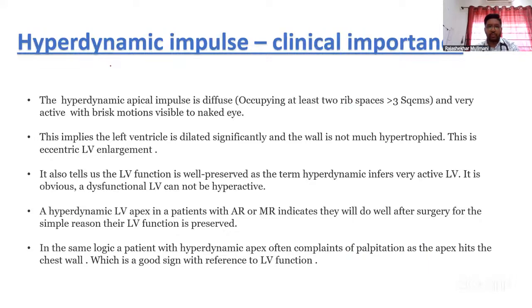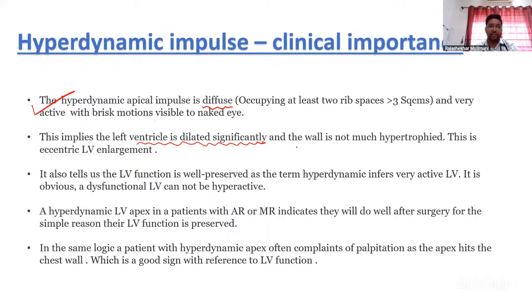So, what is the clinical importance of a hyperdynamic impulse? The hyperdynamic apical impulse is diffuse, and very obviously it makes your precordium very active, with brisk motions visible to the naked eye. For example, in mitral regurgitation or aortic regurgitation, your precordium is pulsating rapidly. Whereas in a stenotic lesion like aortic stenosis or mitral stenosis, the precordium does not have very brisk motions. And this hyperdynamic impulse implies that the left ventricle is dilated significantly.